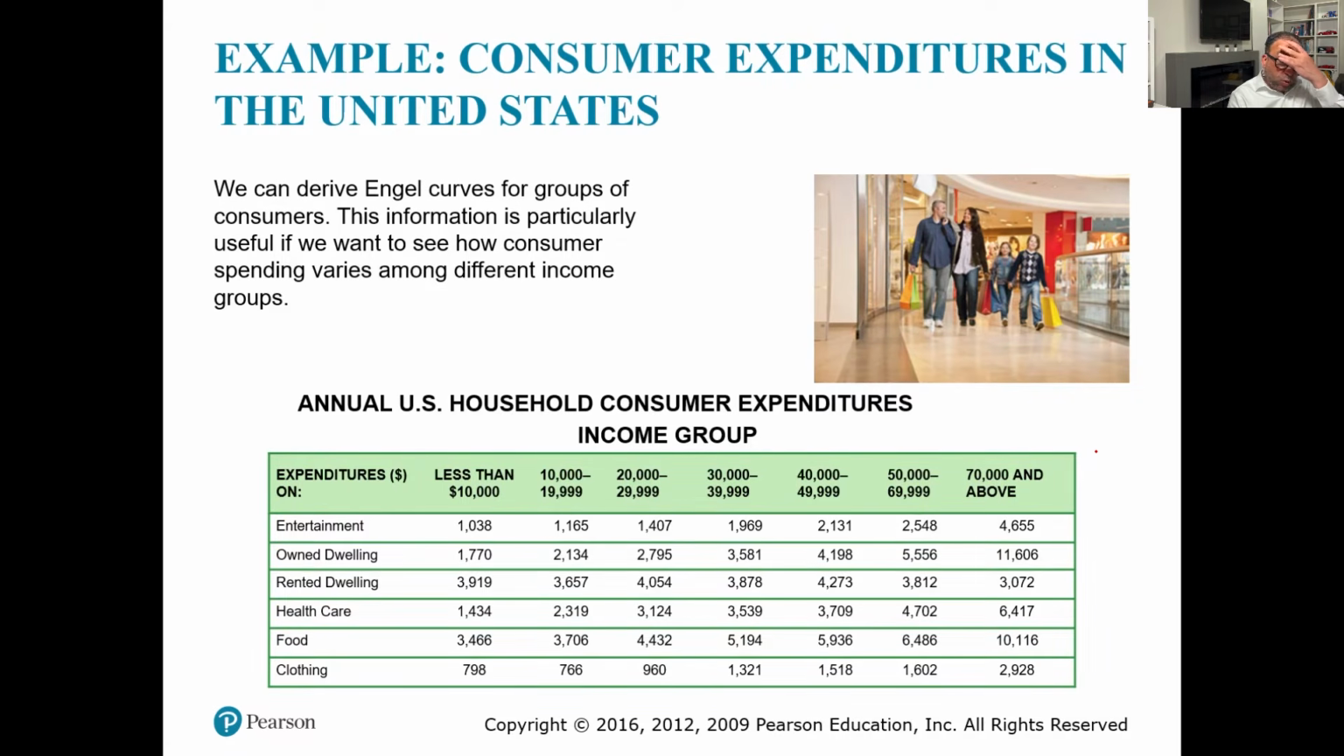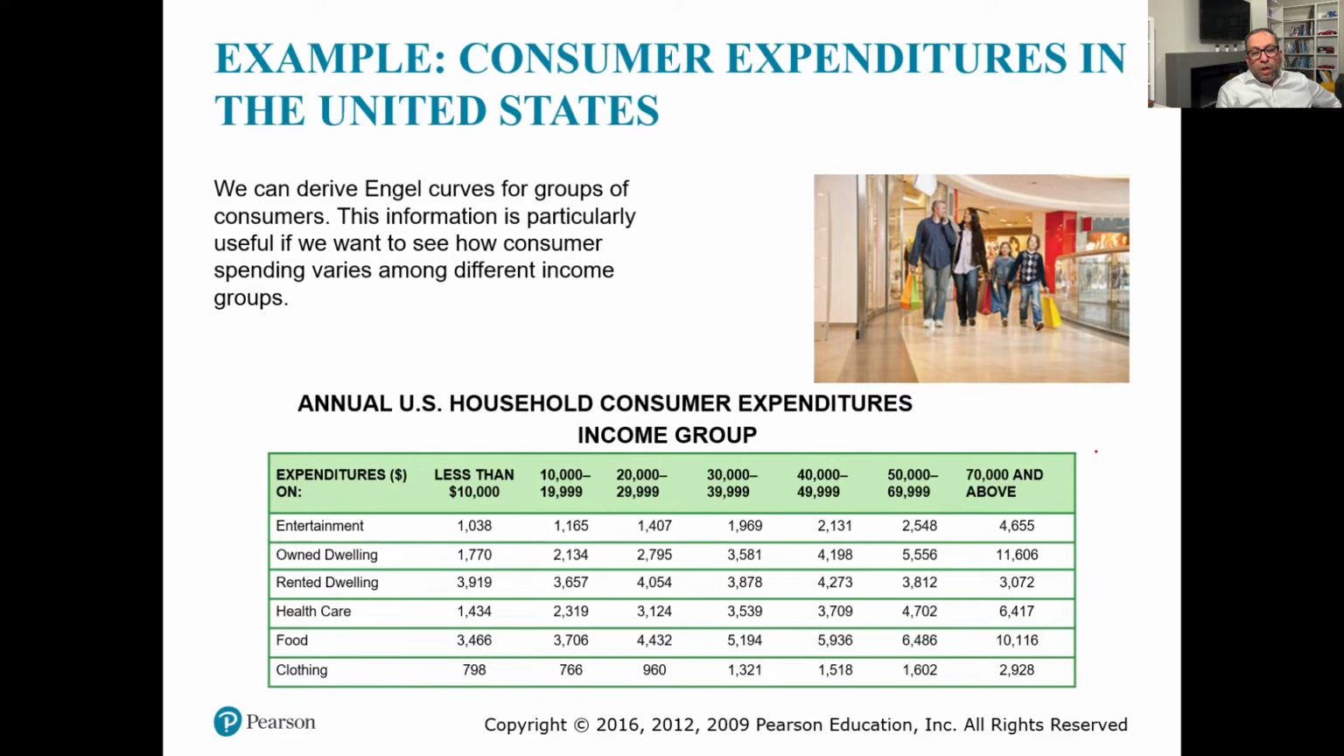So practically, if we look from our daily life at which products are normal goods and which products are inferior goods, we can derive Engel curves for a group of consumers. The information is particularly useful if we want to see how consumers' spending varies among different income groups. So what we did, this is the data from the US, and we see here these are the products: expenditure on entertainment, own dwelling, meaning own house, rented dwelling, meaning rented house, and healthcare, food and clothing.